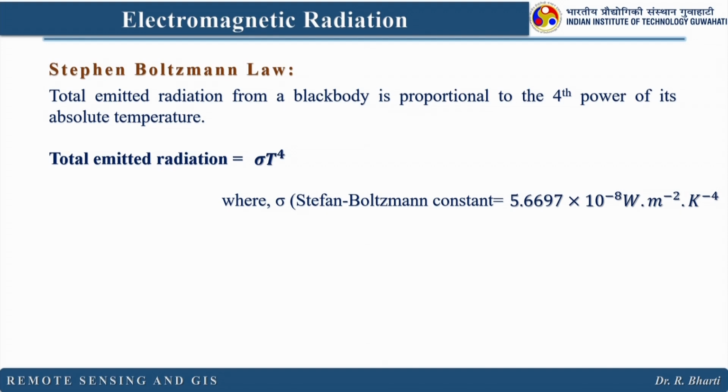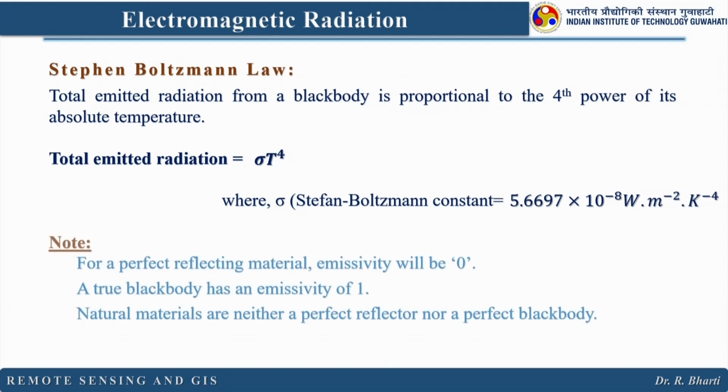The next one is the Stefan-Boltzmann law. Total emitted radiation from a black body is proportional to the fourth power of its absolute temperature, where total emitted radiation is sigma T to the power 4, right. Here this sigma is known as the Stefan-Boltzmann constant, and this is very important to understand. For a perfect reflecting material, emissivity will be 0.